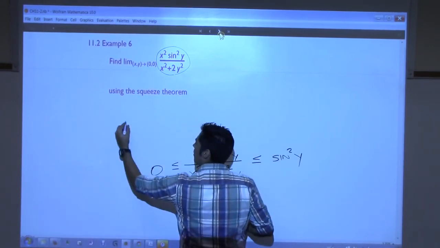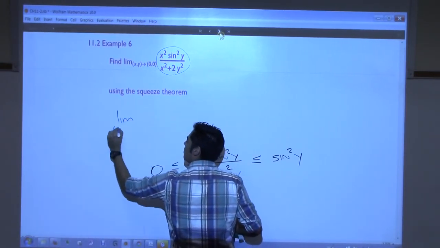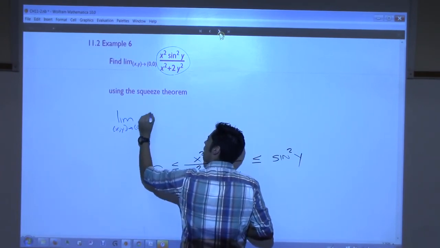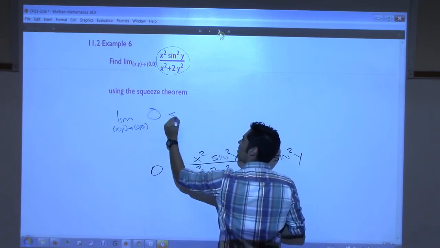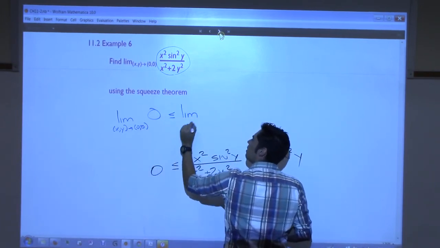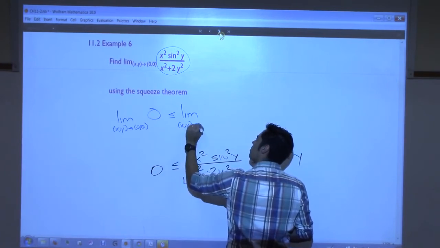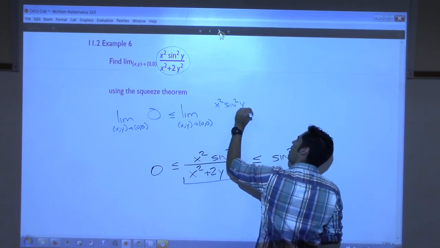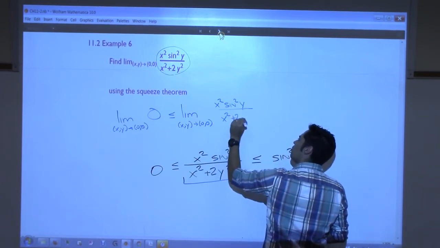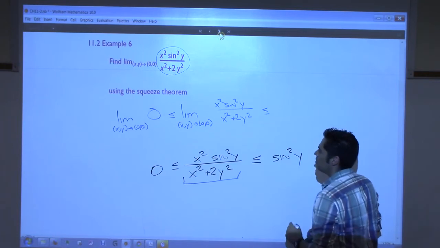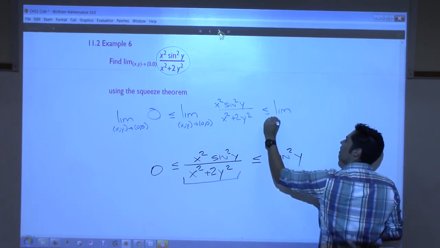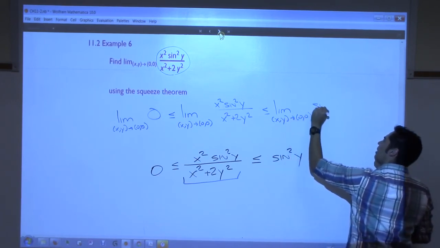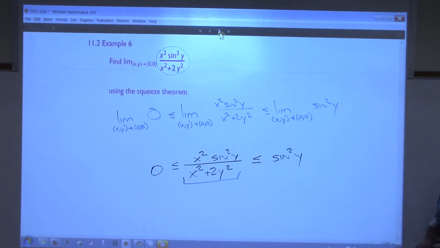So this right here, I want the limit as (x,y) goes to (0,0) of 0, that's this one, is less than or equal to the limit as (x,y) goes to (0,0) of x squared sine squared y over x squared plus 2y squared. That's less than or equal to the limit as (x,y) goes to (0,0) of sine squared y. Yeah?